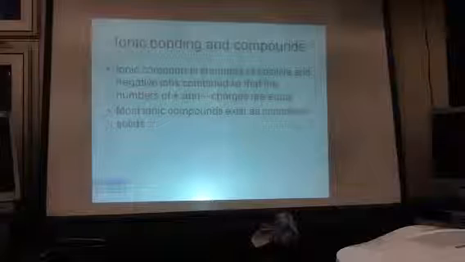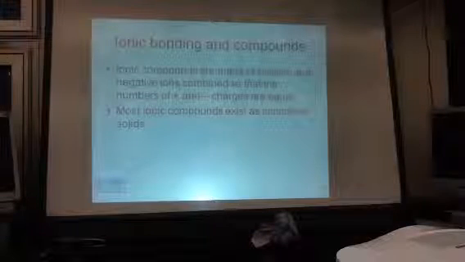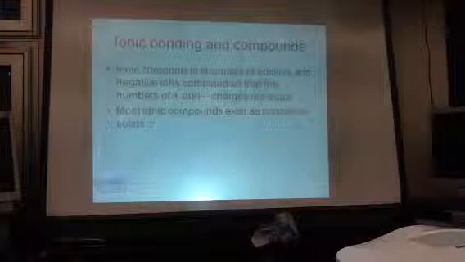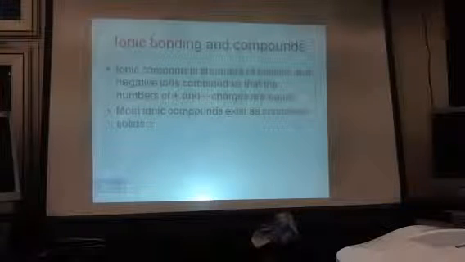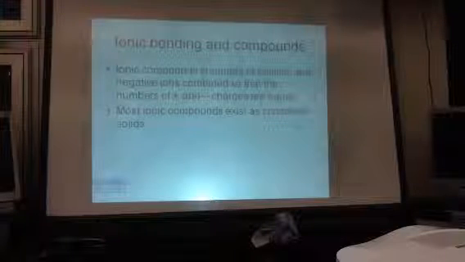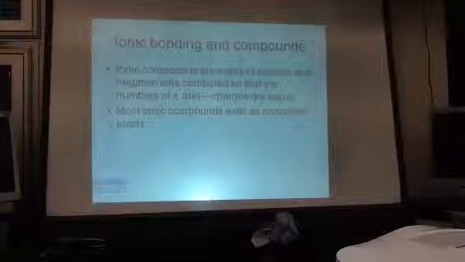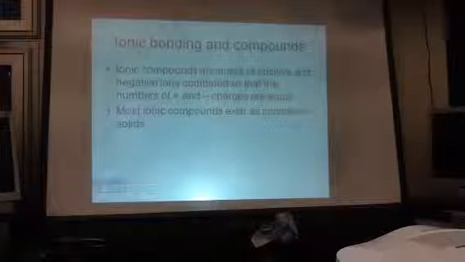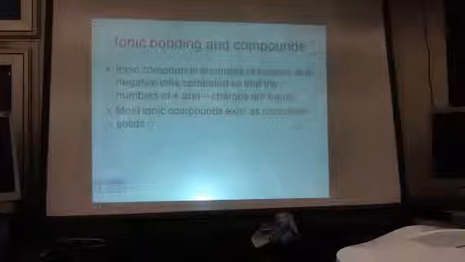Okay. Most of them are crystalline solids. You did a lab last week where you looked at some various substances, some of which were ionic, some of which were covalent. And I think most of you figured out which were which. But the ionic compounds were all crystalline solids.